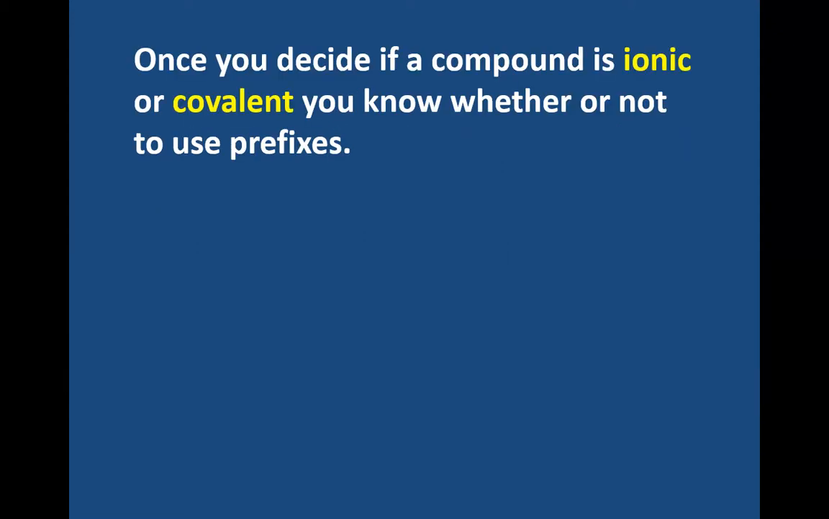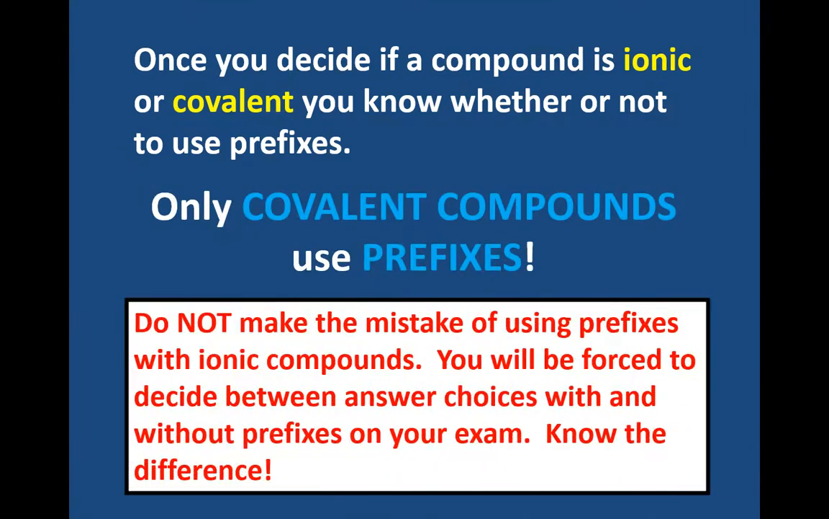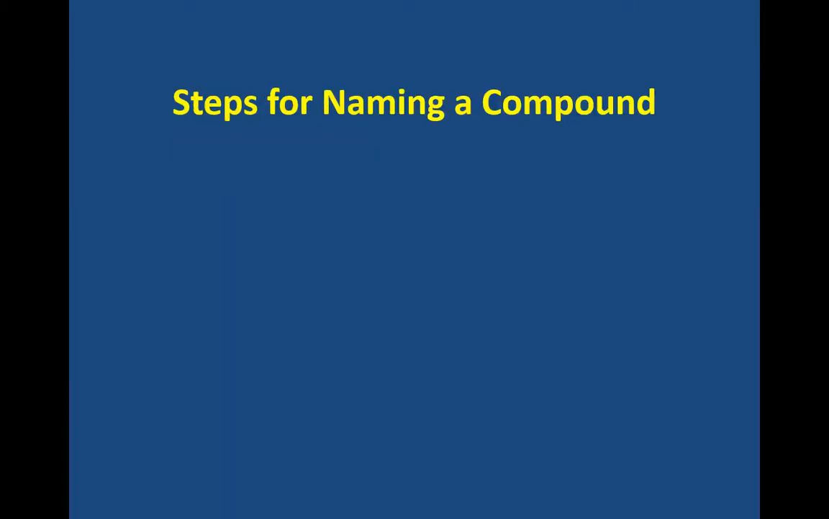So, once you decide if a compound is ionic or covalent, you know whether or not to use prefixes. So, only covalent compounds use prefixes. Do not make the mistake of using prefixes with ionic compounds. You will be forced to decide between answer choices with and without prefixes on your exam. Know the difference, please. So, what are the steps for naming a compound?